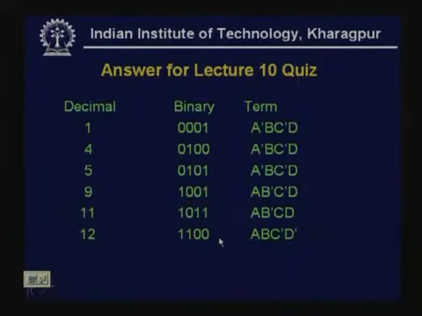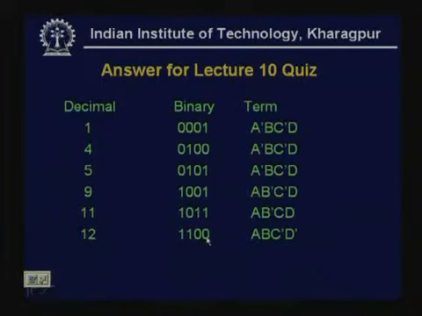So, the numbers for which the output should be 1 are 1, 4, 5, 9, 11 and 12 in decimal. First we convert the decimal numbers to binary. 1 means 0001, as it is already mentioned it is a 4 variable function. Similarly, 4 is 0100, 5 is 0101, 9 is 1001, 11 is 1011 and 12 is 1100.